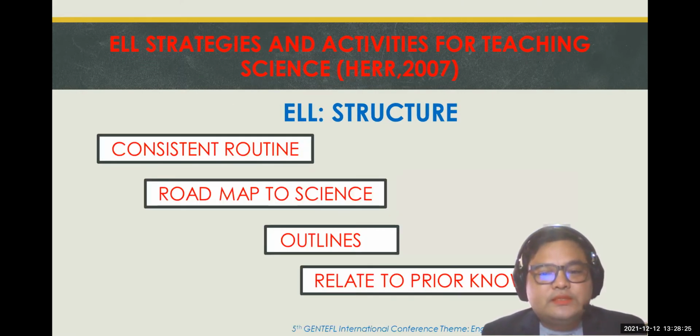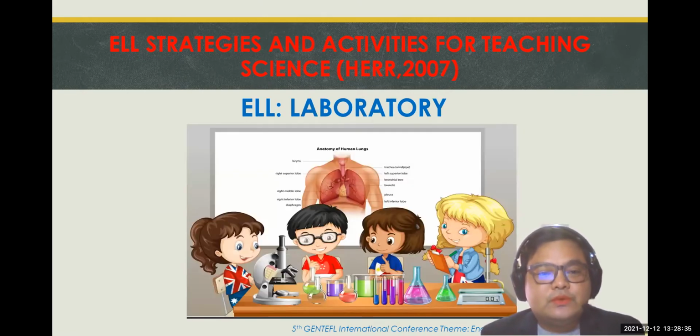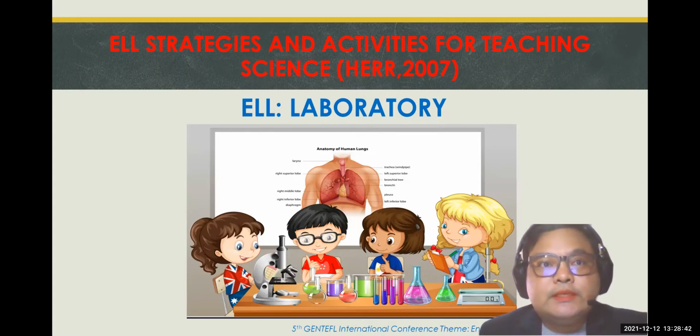So what are the structures? We should have a consistent routine, a roadmap to science, outlines, and relate to prior knowledge. Then the laboratory, which is one of the very important strategies for a science teacher.